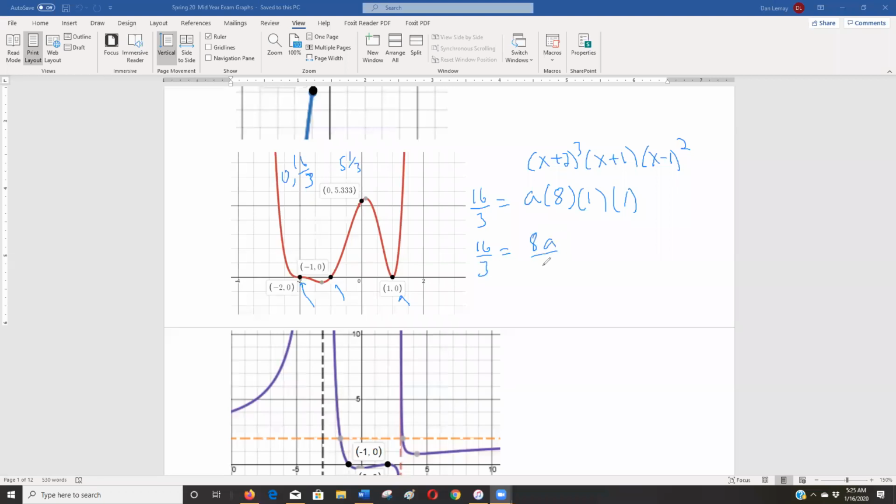If I divide by 8, or I could think about it as multiplying by 1/8, that might almost be easier in this case. And here I can see I can cross cancel an 8 out. So that's 2, that's 1. So that becomes a equals 2/3. And it opens up, so I know it's positive. So that's that polynomial.